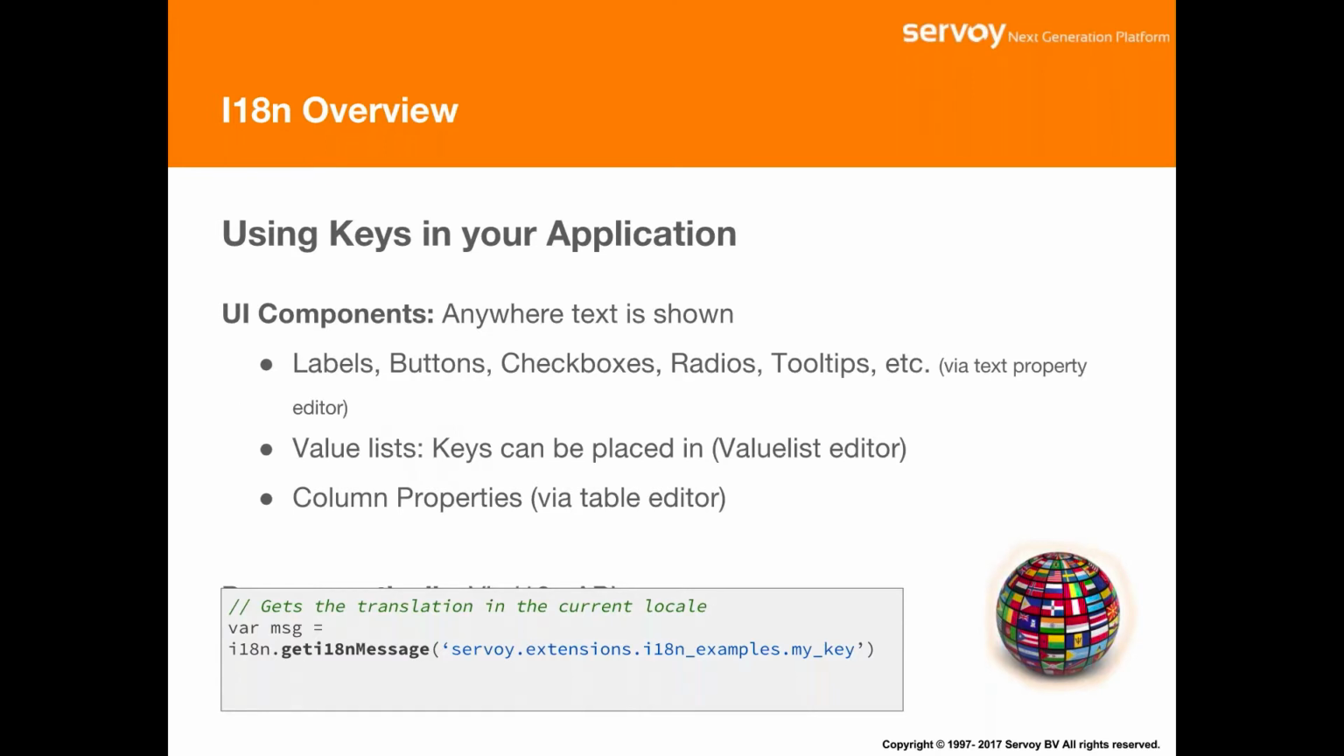When you use your keys in your application, all of the components that have a text property, you can do it with a text property editor. We saw the value list editor. We saw how you can set it on column properties themselves. So we saw the title property and the format property, via the table editor. And you can also get translated values dynamically at runtime through the API.